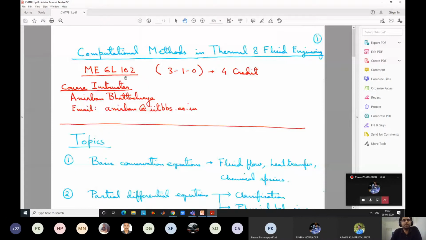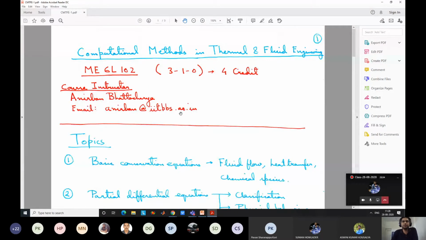Okay. Course code is ME6L102 and it's a 3-1-0 course. So for new joinees, this means 3 lecture hours per week and 1 hour of tutorial or practice or problem solving. In CFD, there are not many problems which can be solved using pen and paper. So you have to do some programming, because that is the most important component of CFD. Without doing any programming, you cannot understand or learn CFD.